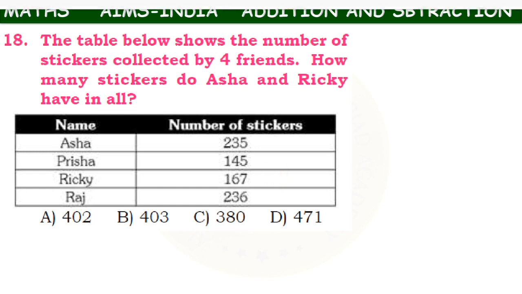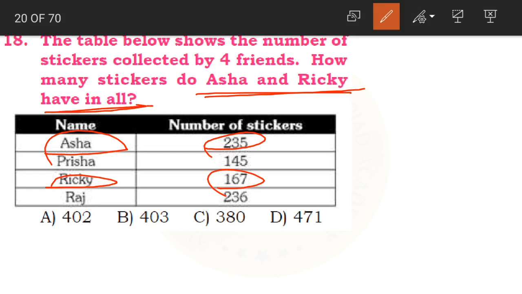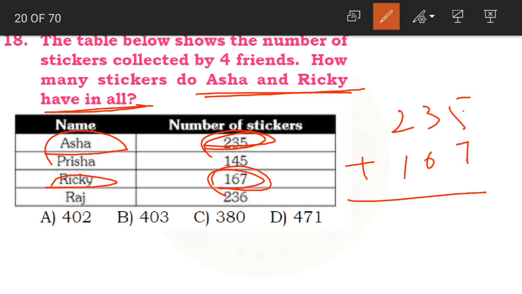Coming to question number 18. The table shows the number of stickers collected by 4 friends. How many stickers do Asha and Ricky have in all? Who? Asha and Ricky have in all. All means total. Total of these two. 2, 3, 5 plus 1, 6, 7. 6 plus 7 is 12.